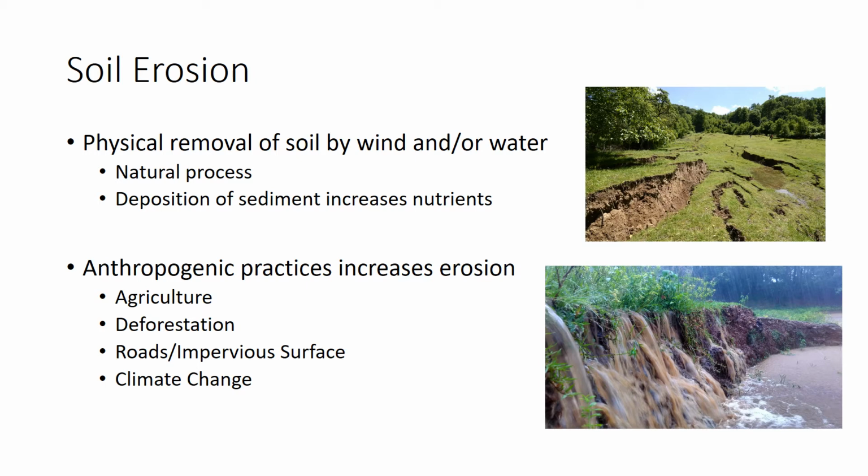Also, impervious surface causes more surface runoff, and so the water is just moving a lot faster down that surface as opposed to a surface that's not impervious, where it could actually infiltrate and percolate down into the ground. And so as the water is running across the surface, it's pulling that soil along with it. And then climate change is a huge reason for soil erosion, mostly because of drought, and dry soil erodes very, very easily.